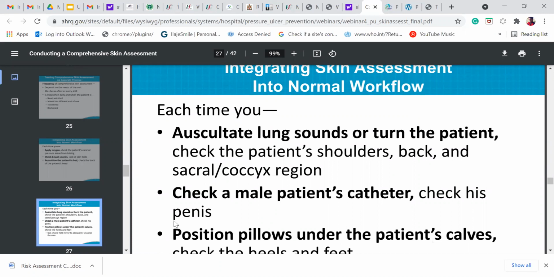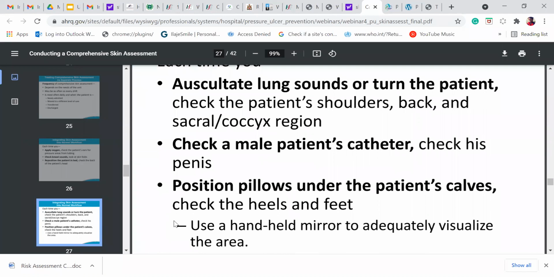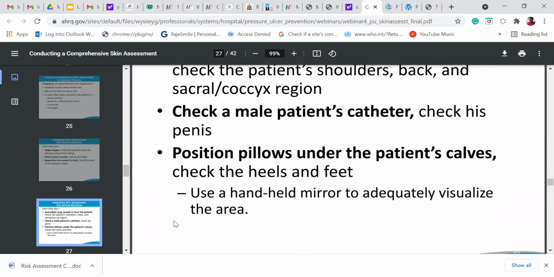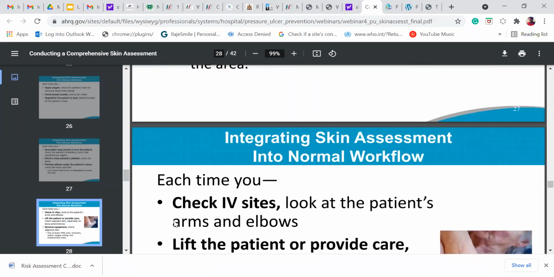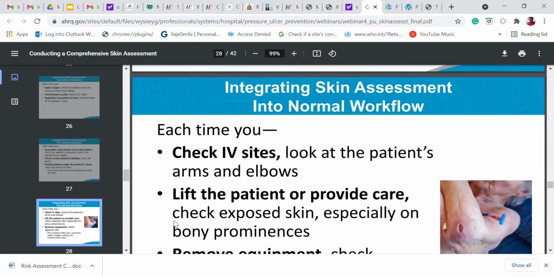Check a male patient's catheter, check his penis. There could be any reaction there. Position pillows under the patient's calves, check the heels and the feet, make sure that the heels are not resting on the surface of the bed, so usually lifted up. Use a handheld mirror to adequately visualize the area. You might need that as well, because it will be too hard for you to be bending down, checking the heels where the patient is lying down.